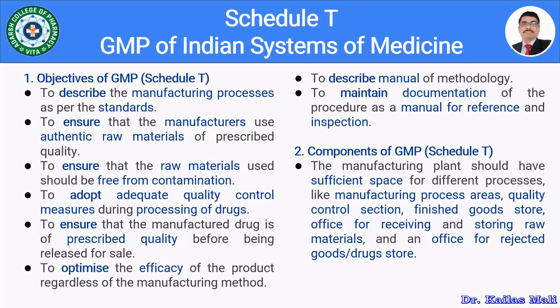Whatever manufacturing is going on for the ASU drug, it should provide sufficient space for the manufacturing process areas, then the quality control section, finished goods store, office for receiving and storing raw material, and office for rejected goods and the drug store. So these are the components of GMP.